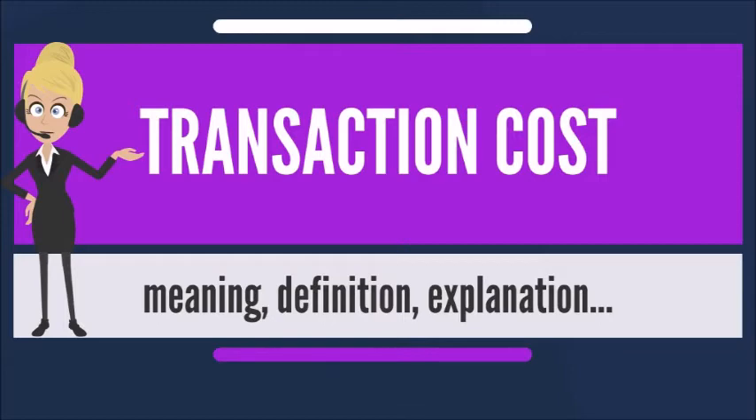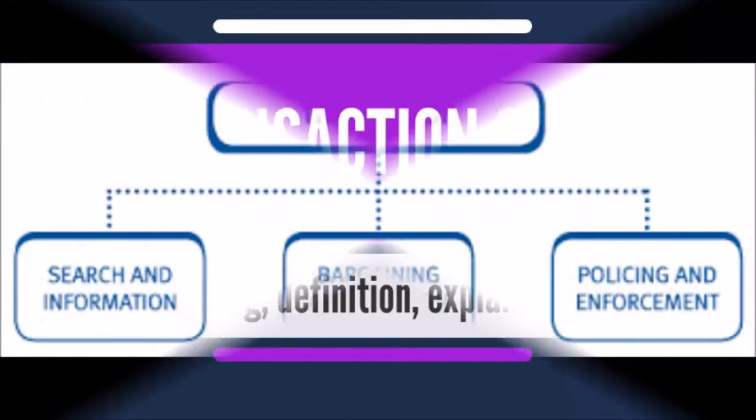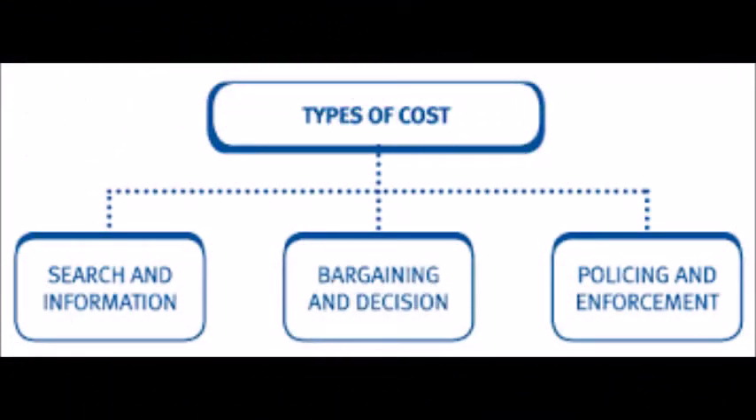So, transaction cost is further divided into three parts: search and information cost, bargaining cost, policing and enforcement cost. So, firstly, coming to what is search and informational cost. The cost made on finding a product in the market, finding the substitutes, finding the lowest market price, availability of spare parts, etc., are called search and information cost.